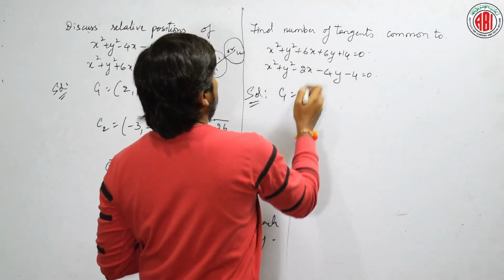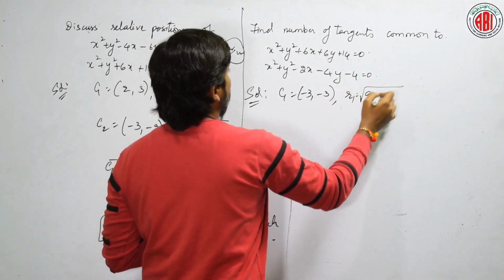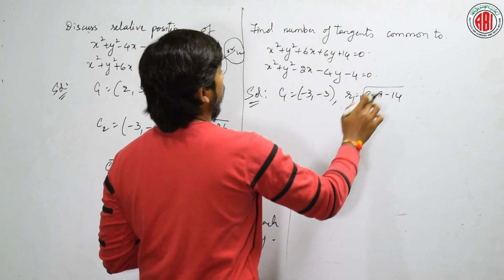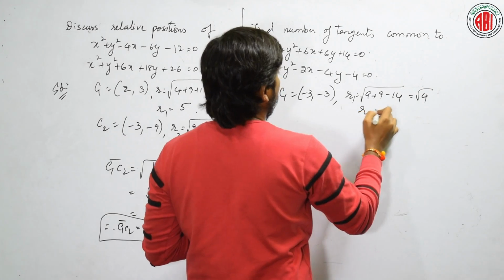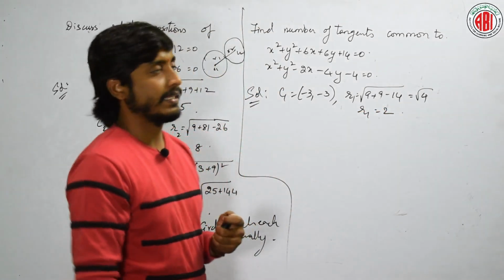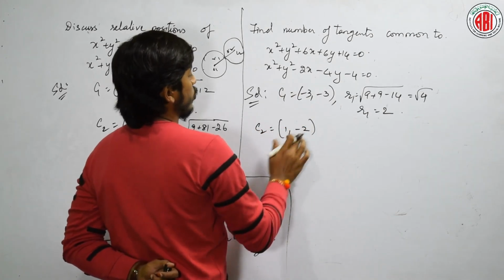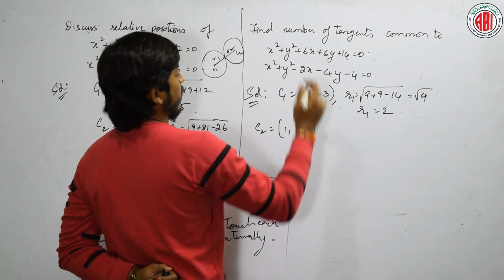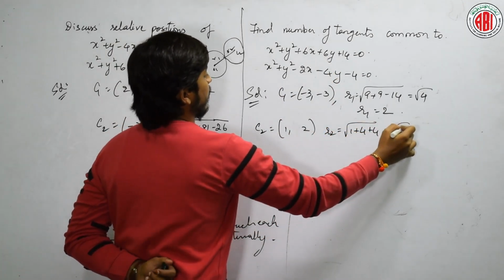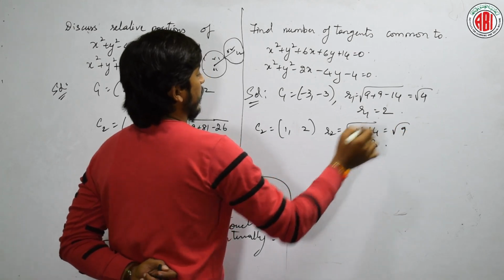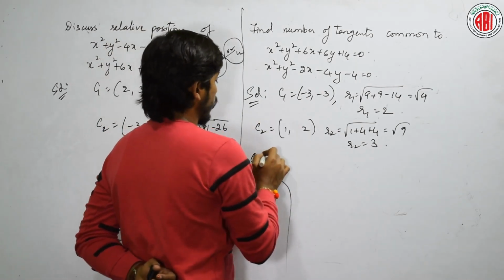Similarly, C1 is minus 3 comma minus 3. R1 is under root 9 plus 9 minus 14. 9 plus 9 is 18, 18 minus 14 is 4. That is, R1 is 2. Similarly, C2 is 1 comma 2. Therefore, R2 is under root 1 plus 4 plus 4. How much is this? This is 9. R2 is 3. And the next step we have to find the distance between C1 and C2.